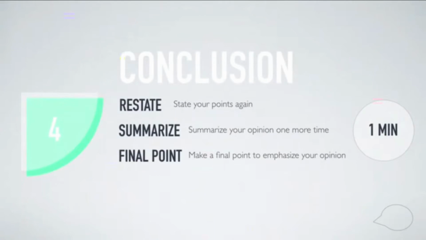We touched upon this a little bit before, but not in too much detail. Basically, it's pretty easy. You are just going to restate your points. You're summarizing what happened within the presentation. So you're going to go over the main points, restate them again, not in the exact same words, but restate the same information. You're also going to summarize your opinion that you began with, right? Remind the class or the audience what your opinion is and why you believe it. And then you also want to end with a final point, right? This is really going to emphasize your opinion to make it that much more legitimate and strong.